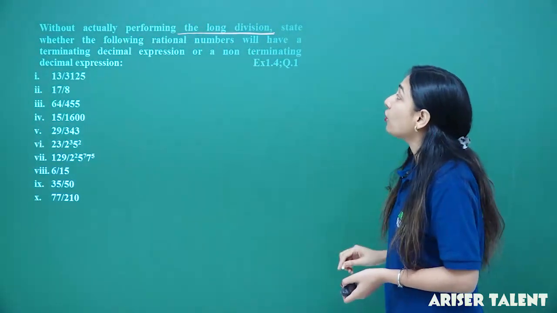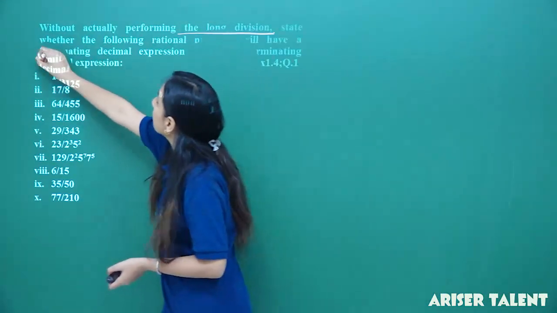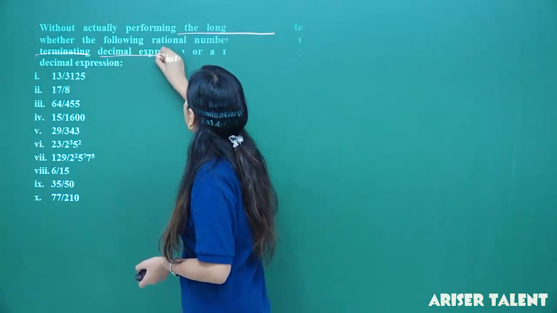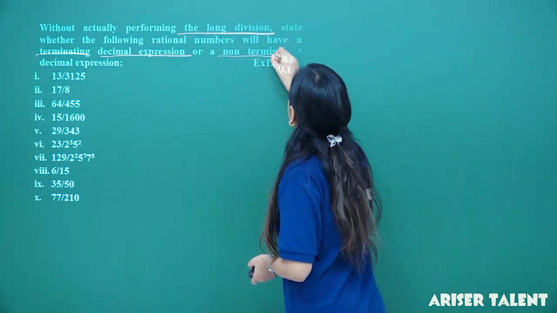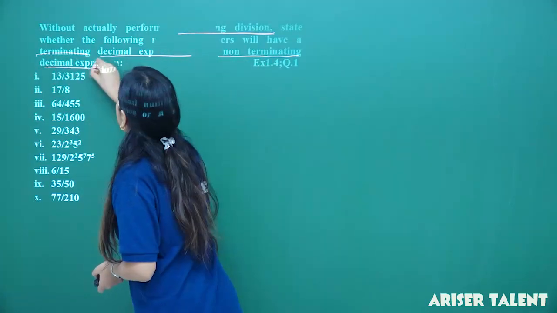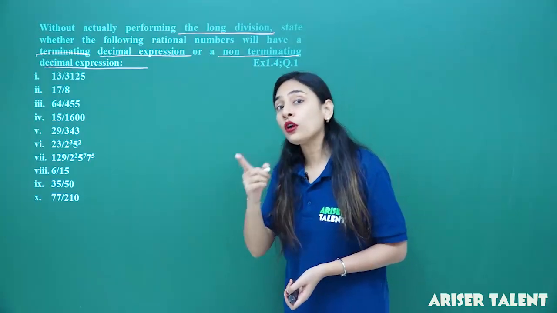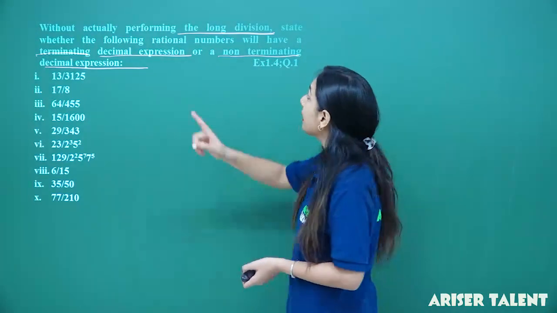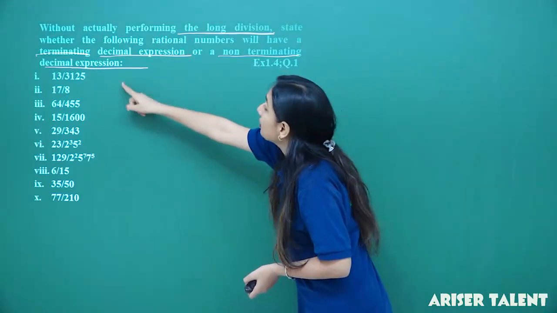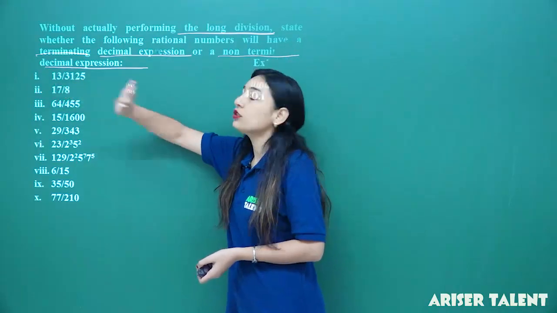State whether the following rational numbers will have a terminating decimal expression or a non-terminating decimal expression. Whether terminating or non-terminating, first you have to find that. Let me talk about this first.